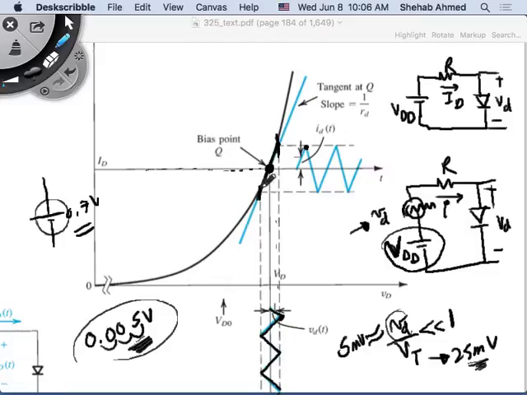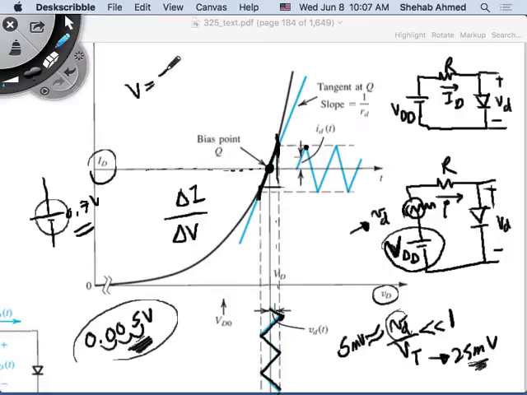Straight line with a slope of delta I over delta V, right? To find the slope of a straight line, how do you find it? It's delta Y over delta X. Delta Y happens to be the change in diode current, and delta X happens to be the change in diode voltage. So it's delta I over delta V.